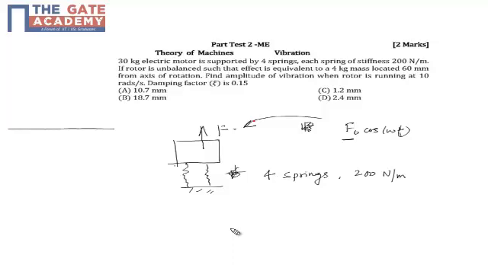So if you consider the entire electric motor as a mass, then this becomes a spring mass damper problem, and the damping coefficient is also given, with the force varying as F naught cos omega t. Now how do you find the magnitude of the peak load, which is F naught? They have given that the effect is equivalent to a 4 kg mass located 60 mm from the axis of rotation.